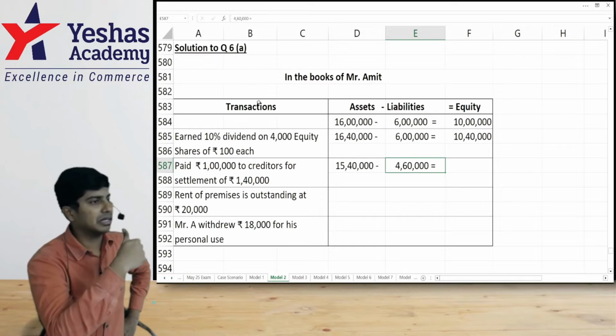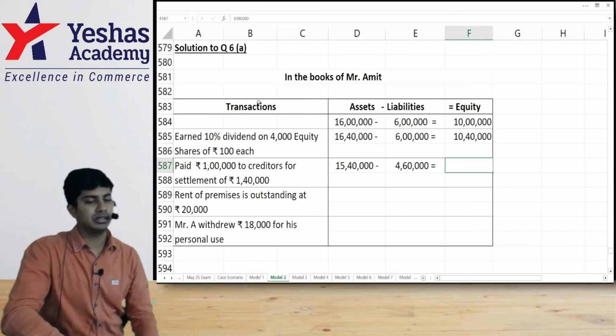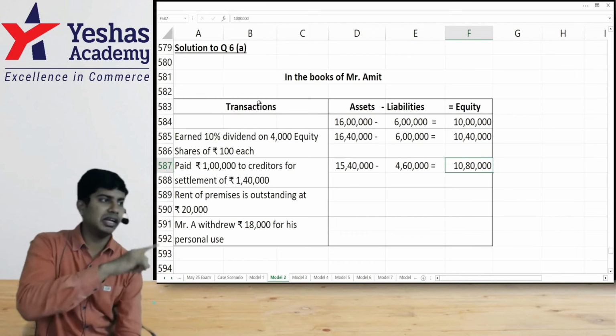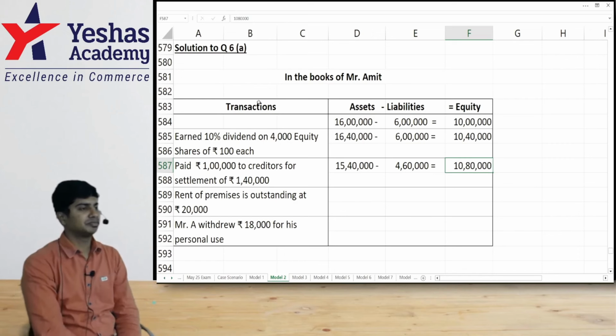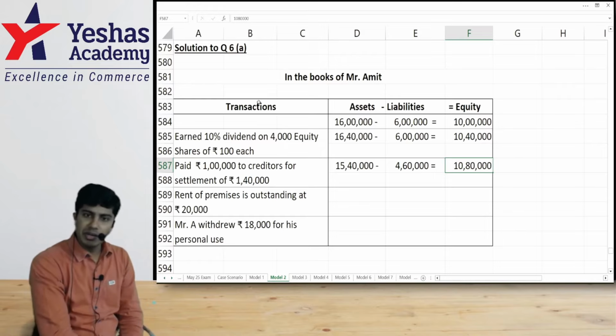Profit will increase capital to 10 lakh 40; you add 40. Now check if the mathematical equation is correct. Do 15 lakh 40 minus 4 lakh 60. What do you get? 10 lakh? Everybody? Fantastic. Can we go to the next item?